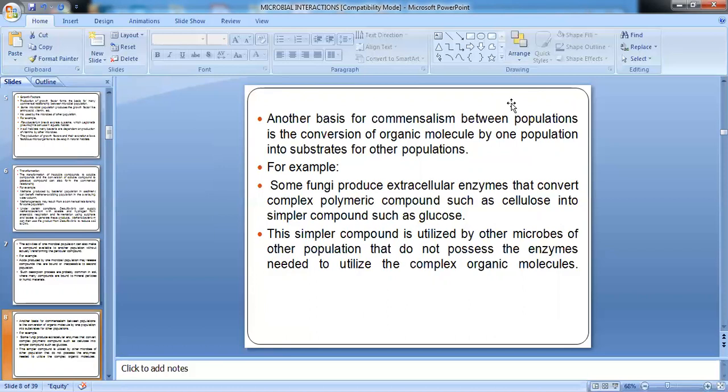Now, cellulose as such is a polymer. It cannot be degraded by all organisms, but certain fungi can produce cellulases. When they produce cellulases, cellulose will be broken down into glucose or smaller carbon compounds, which can then be utilized by the other organisms. This example is explained over here.